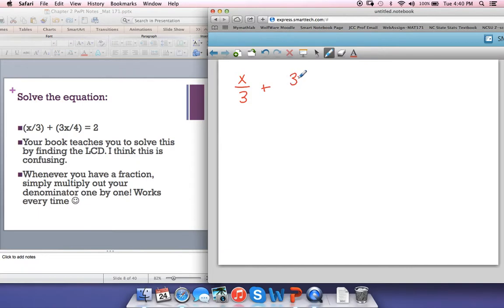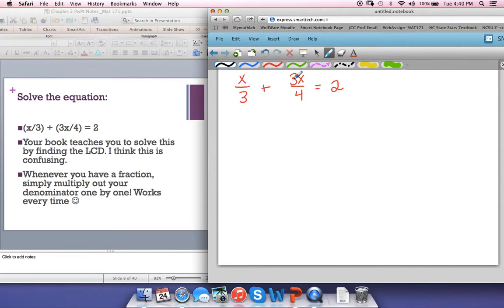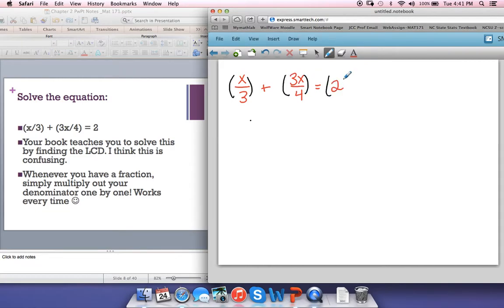Okay, so in this example, we actually have fractions. X over 3 plus 3x over 4 equals 2. All right, now in order to get rid of these fractions, I want to go ahead and multiply out my denominators, okay? Now in order to do that, I'm going to take each term and multiply it out by its denominator. All right? That cancels the first term out and leaves me with x plus 3 times 3 is 9x over 4, and 2 times 3 is 6.